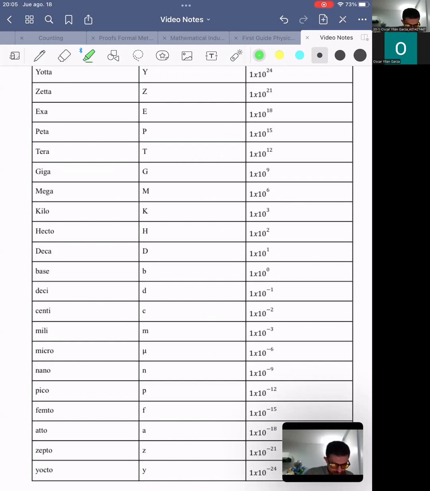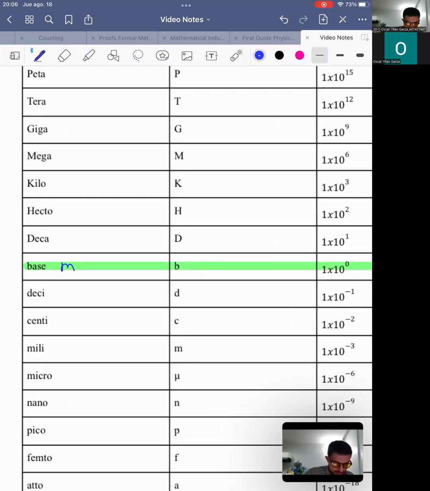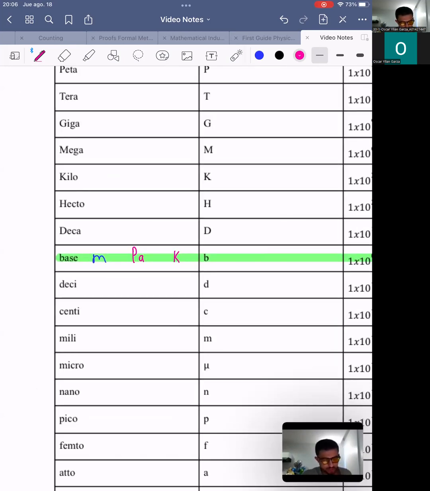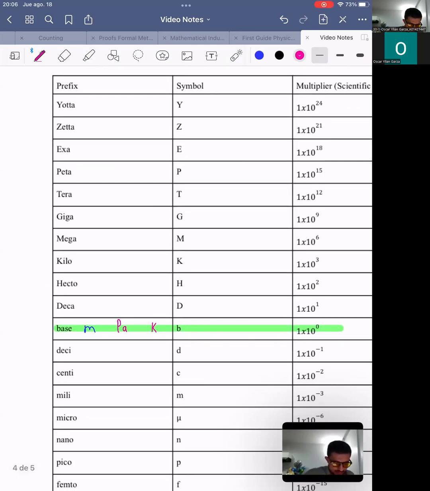We see that there is the base. The base is our unit. For example, it can be meter, pascals, maybe Kelvin, and whatever. It's basically our unit. When we are talking about prefixes, we see that there are many. For example, there are some that make the unit bigger.